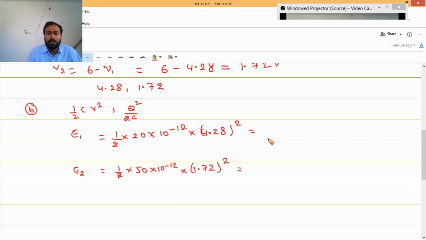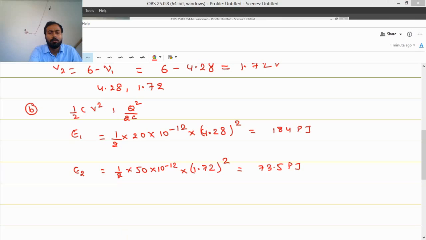The value calculated here is exactly equal to our answer, and that is 184 picojoule for the first capacitor, and for the second it is 73.5 picojoule. So in this way we have evaluated the energy across each of the capacitors. Across the first capacitor it is 184 picojoule, and across the second capacitor it is 73.5 picojoule. So in this way we completed the problem.